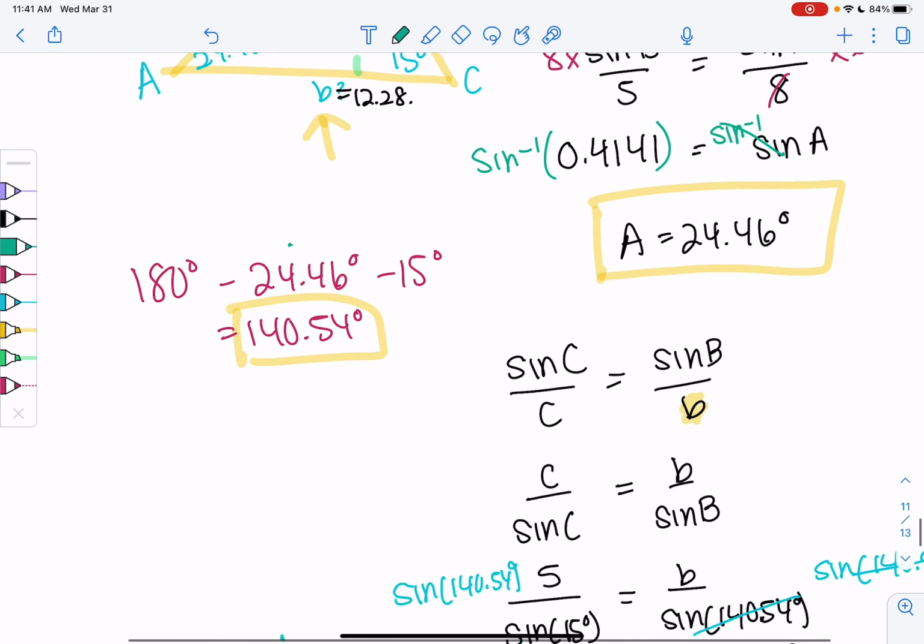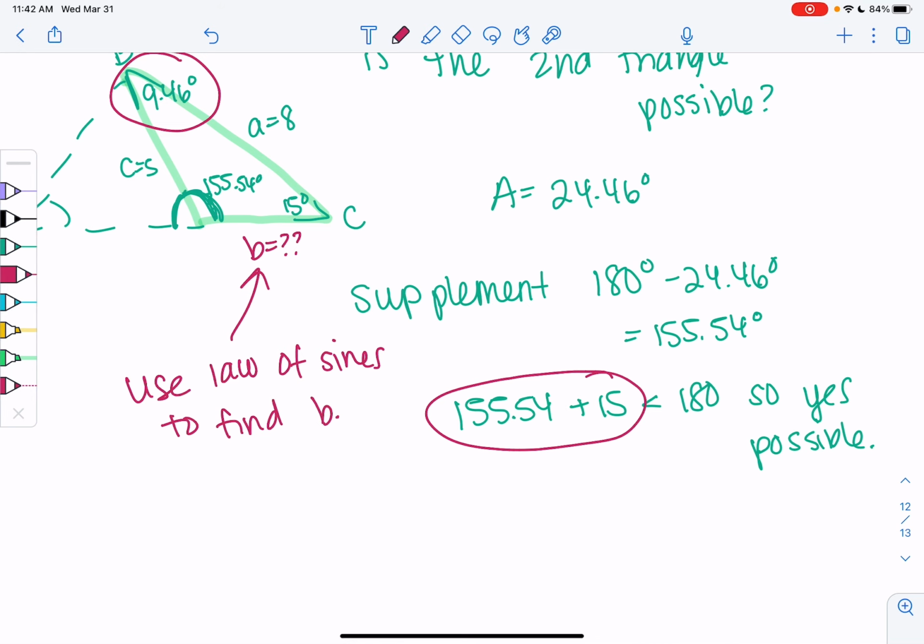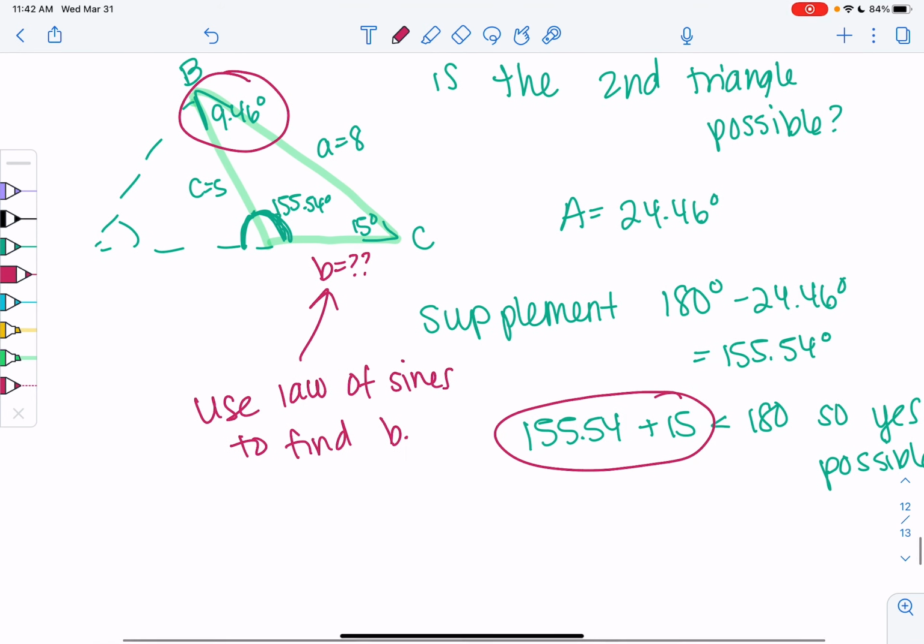So I'm going to let you finish this problem by finding the final b. So use law of sines with the new angle to find b, since I did the majority of this for you. And that's how you'll solve the second triangle. So if this had added up to more than 180, then there would not be a second triangle. But because it's less than 180, that means there is a second possible triangle. Hope this helps.